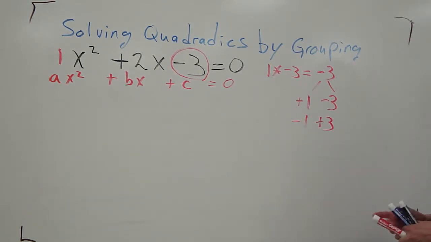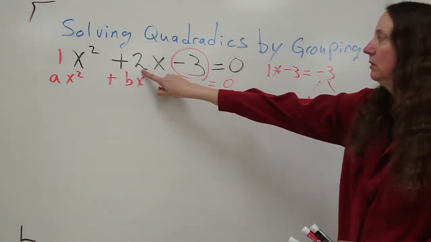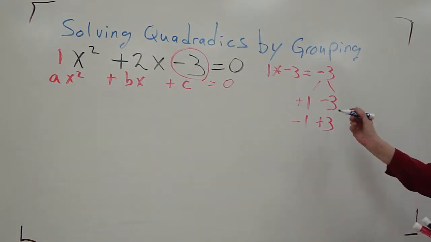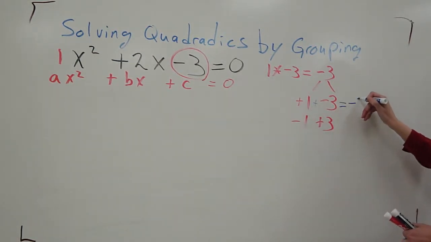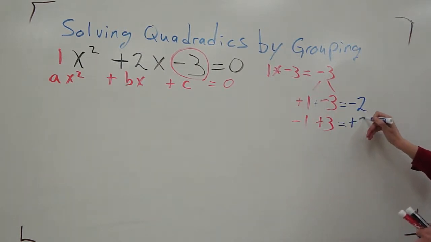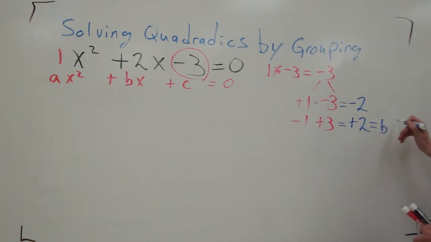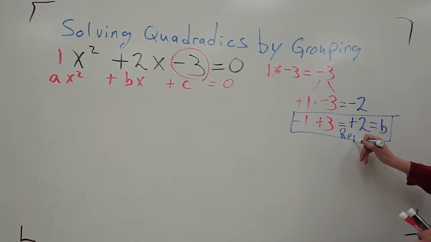Next thing I need to check is which of these adds up to positive 2. Well, positive 1 plus negative 3 is negative 2. Negative 1 plus 3 is positive 2. This is b. So I am replacing b with this.